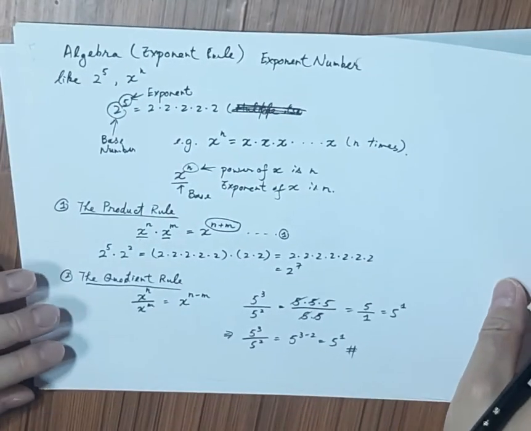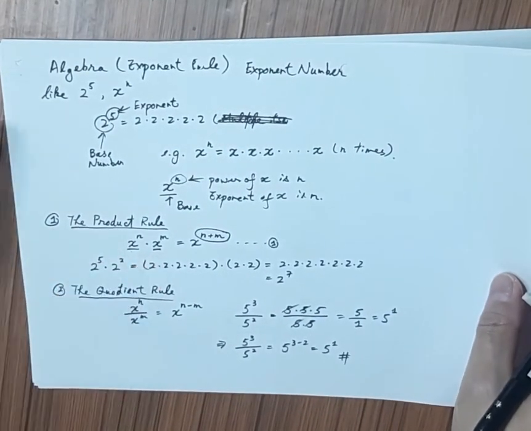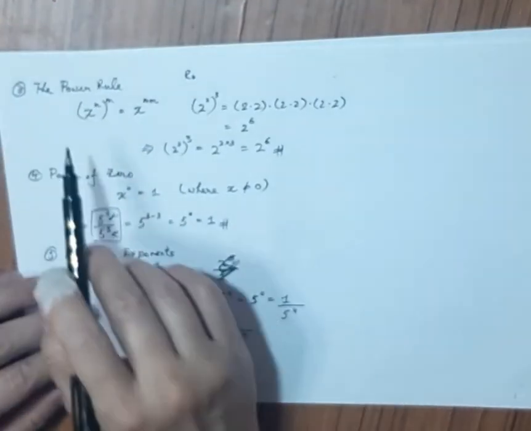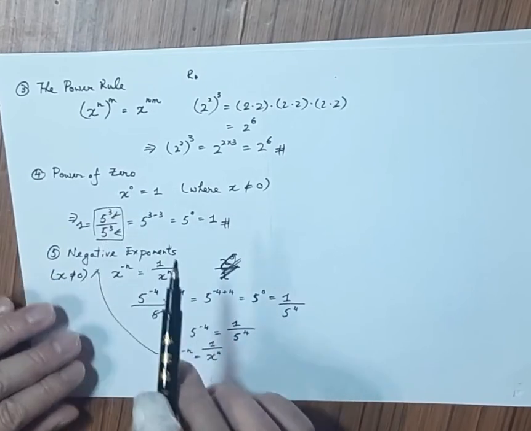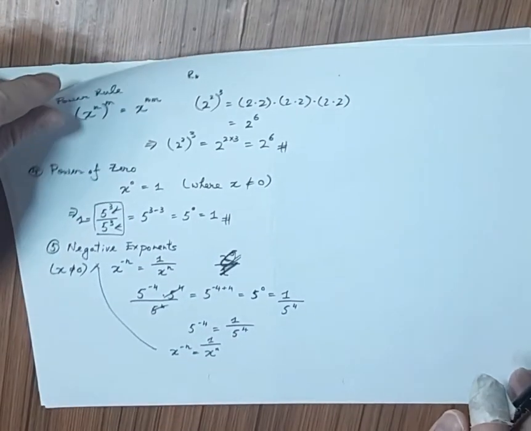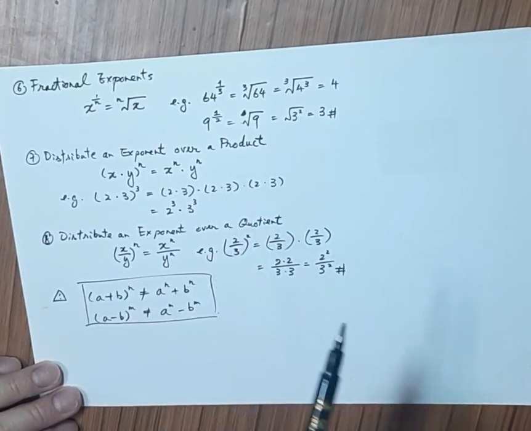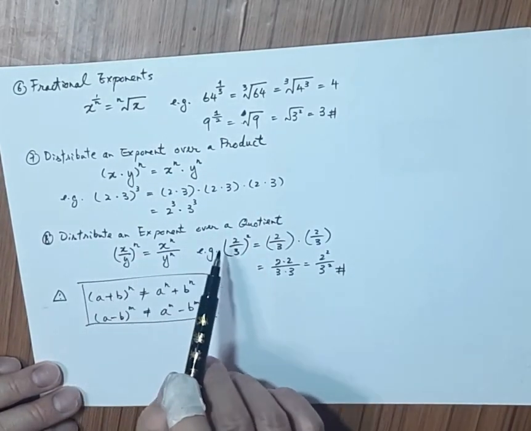Okay, we have 8 rules here. Let's review the 8 rules. The first one is the product rule. The second one is the quotient rule. The third one is the power rule, then power of 0, negative exponent, fractional exponent, distribute an exponent over a product, and distribute an exponent over a quotient.